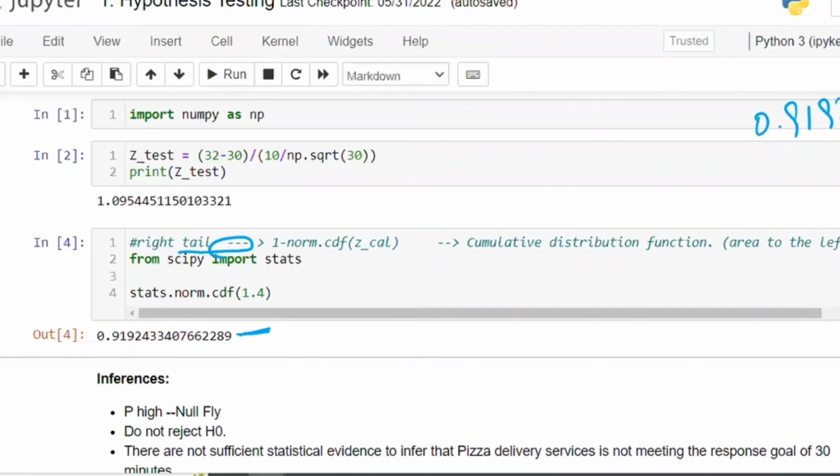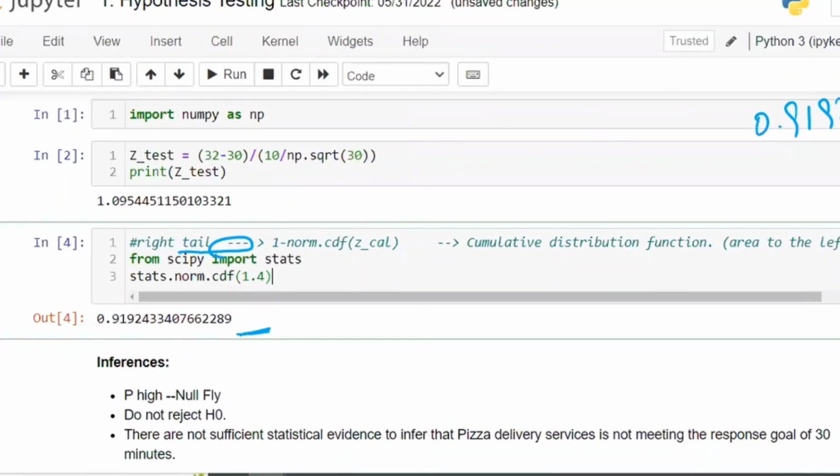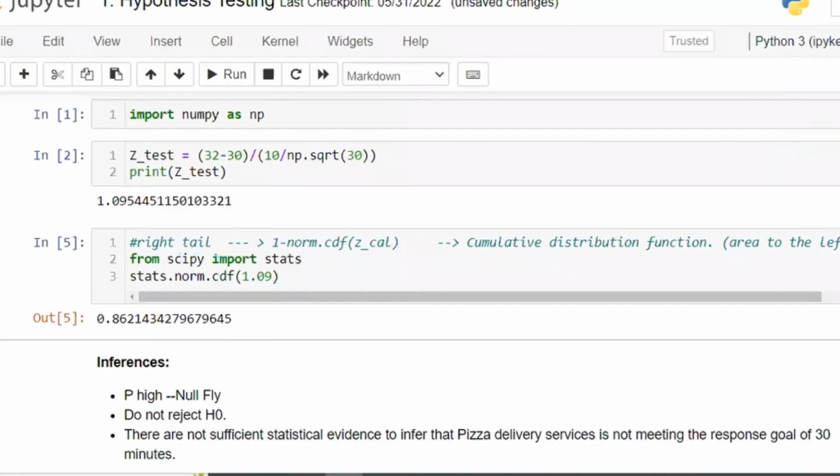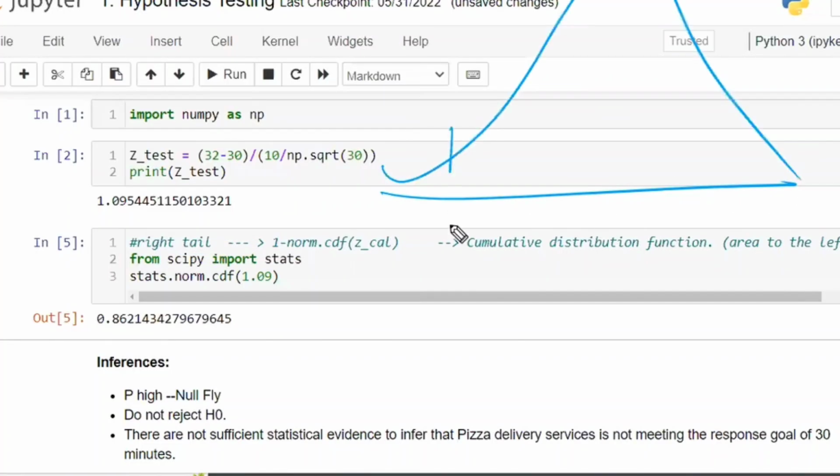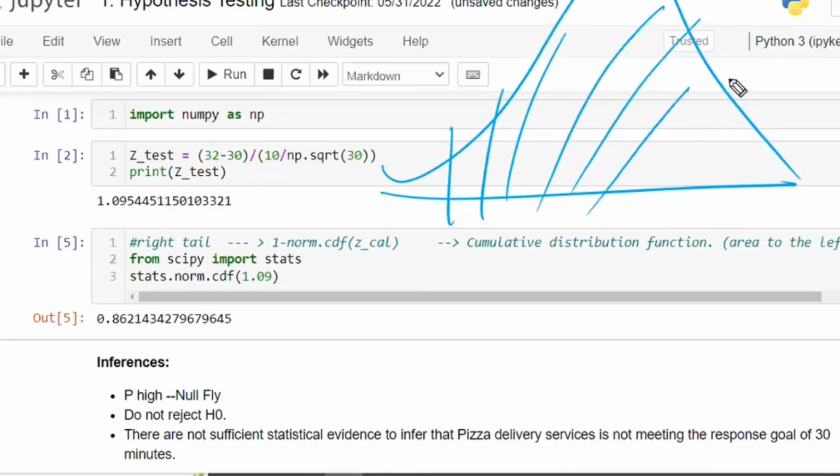Right? Now here, whatever the answer I have got, that is for 1.09. Whatever answer I have got is with respect to the left side area. This is the entire area I have got. Left side area I have got. But I don't want the left side, because rejection is on the right side. The rejection area is on the right side.